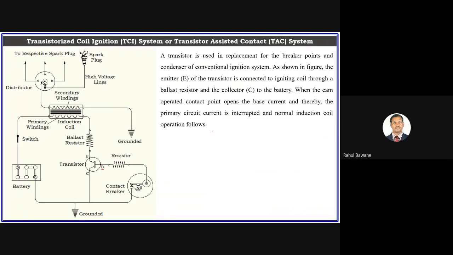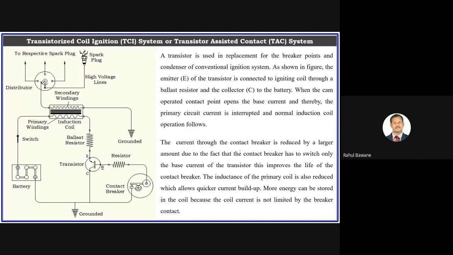So whenever the cam opens the contact, as soon as the contact opens, the base current will break. When the base current breaks, that means your primary circuit fails. Your primary circuit fails, and that means collapse of the magnetic field takes place. So the remaining working is as per the battery ignition system. Only it depends on the base current break.